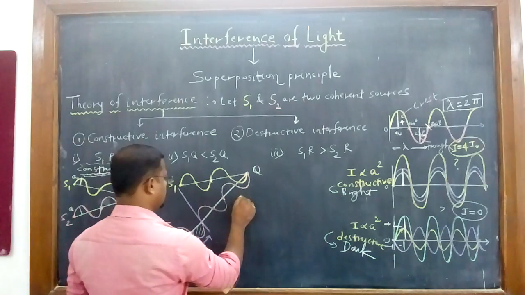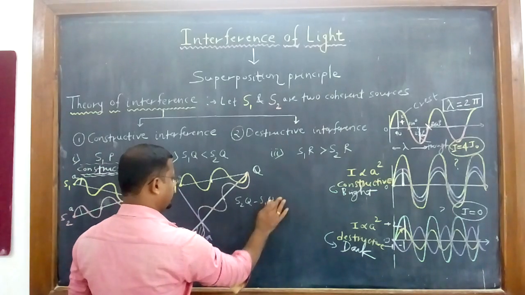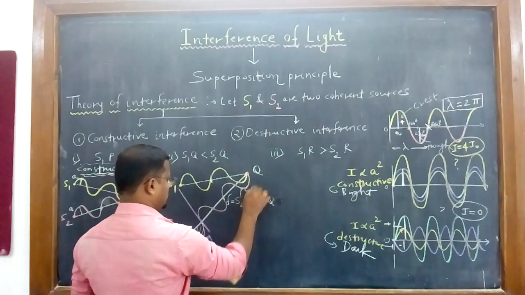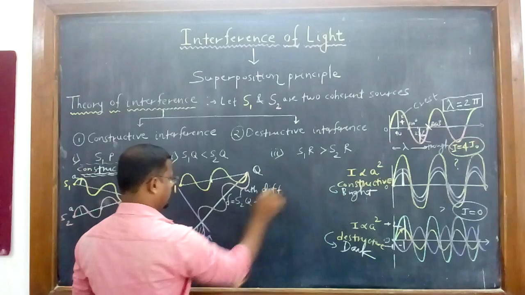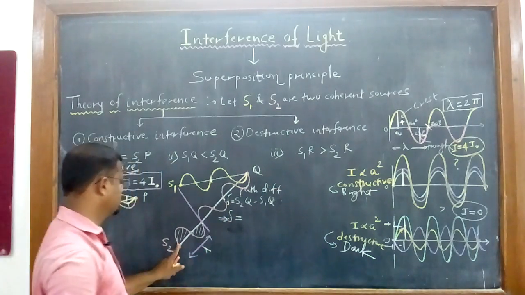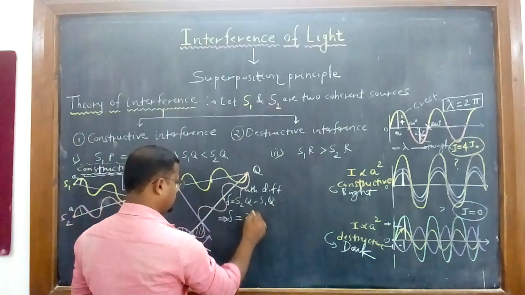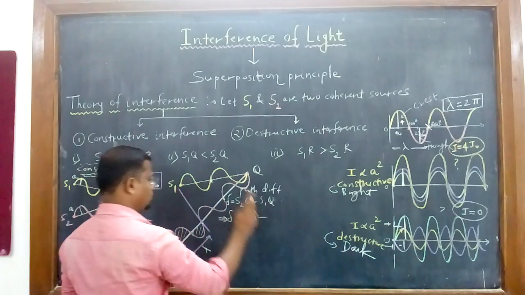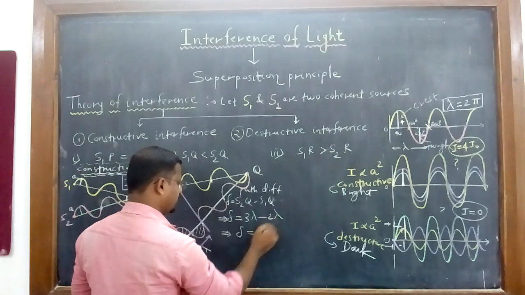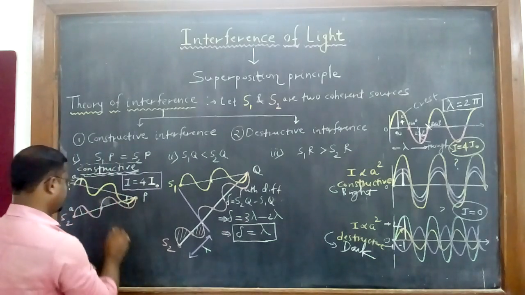So can I write S2Q minus S1Q is equal to delta, and delta is called the path difference. What is S2Q? Is it 1, 2 and 3, so 3 lambda, minus S1Q, which is 1 and 2, so 2 lambda. So the path difference is equal to 3 lambda minus 2 lambda, which is equal to lambda.